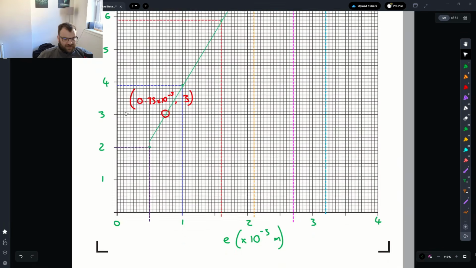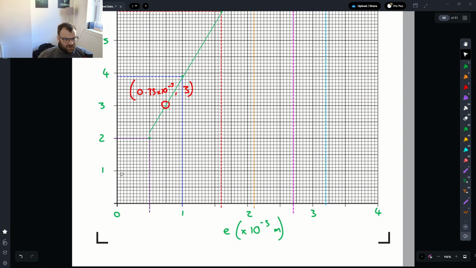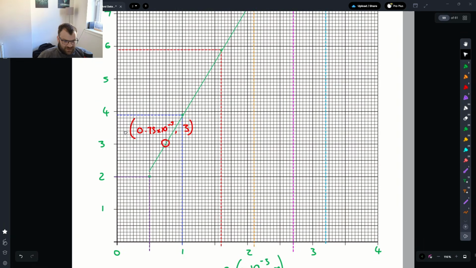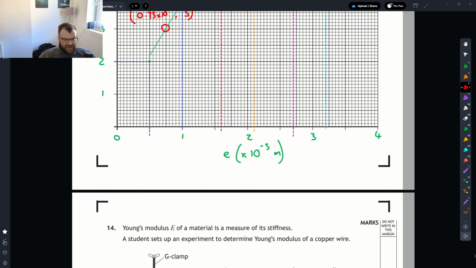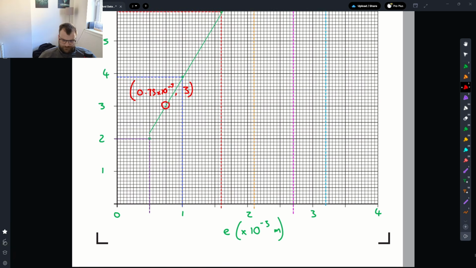Up and down the way, every little box is 0.1. So as an example, this point here would be 3.9, would be 10.8. Going across the way, every 2 boxes was 0.1 as we make our way across.